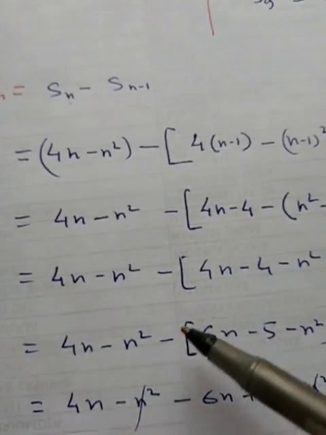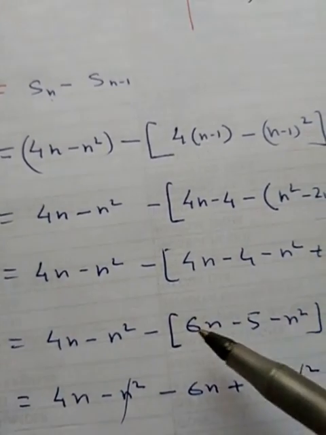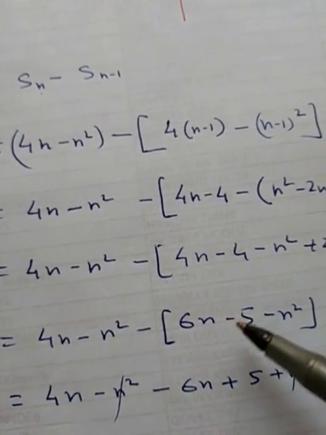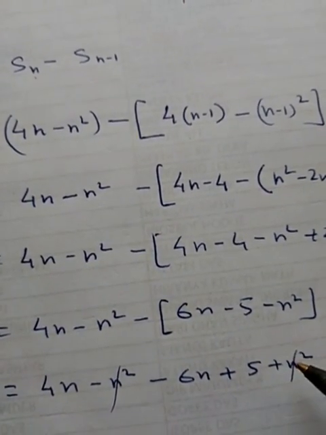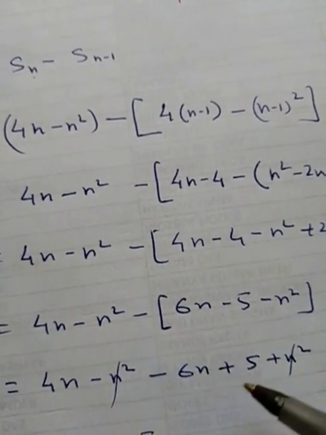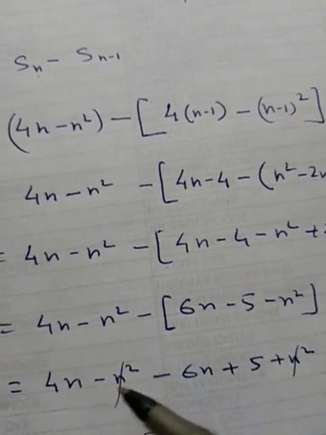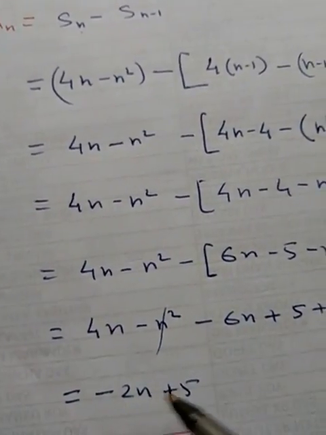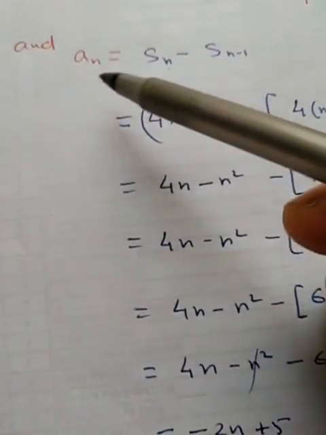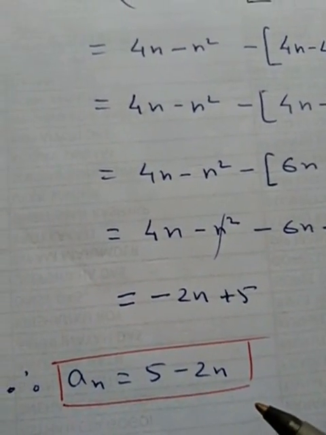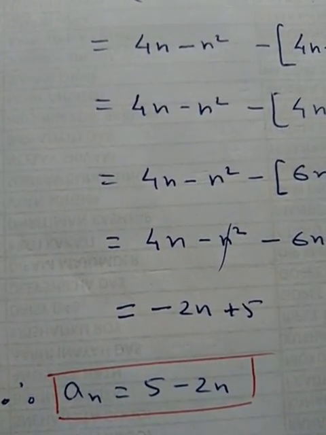In the next step, removing this bracket, all the signs will change. So this will become minus, this will become plus 5, and minus n square will become plus n square, because minus and minus will be plus. So plus n square and minus n square cancel out. 4n minus 6n is minus 2n, and plus 5 is left. Therefore the value of An will be 5 minus 2n, and this is the final answer.